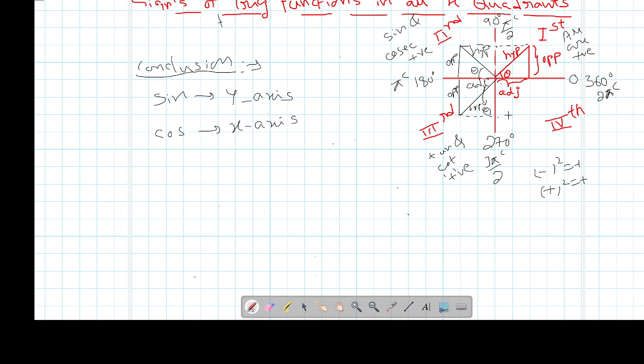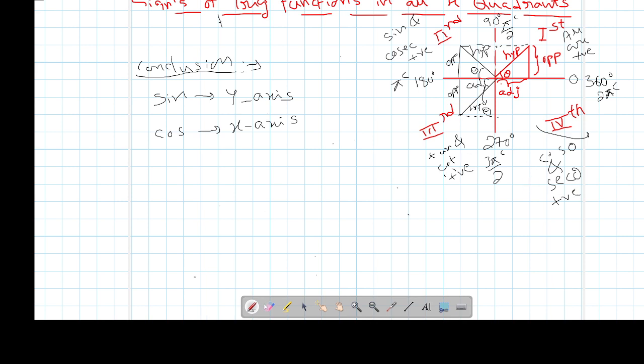Next is secant theta. Secant theta is 1 by cos theta. Secant theta depends on cos theta, and cos theta depends on the x axis. So x is positive. So if you apply this here, which trigonometric functions will be positive? Only cos theta and secant theta will become positive. Understood?